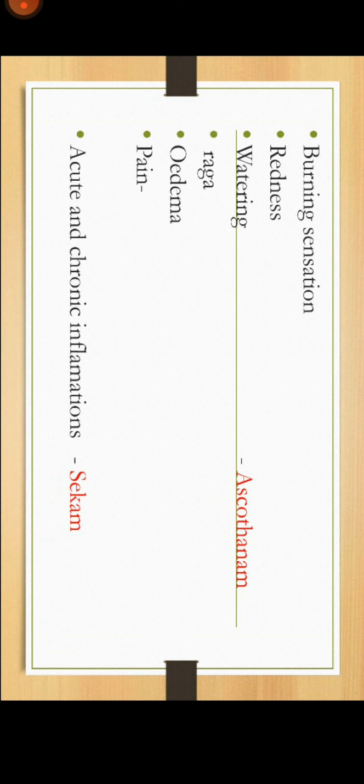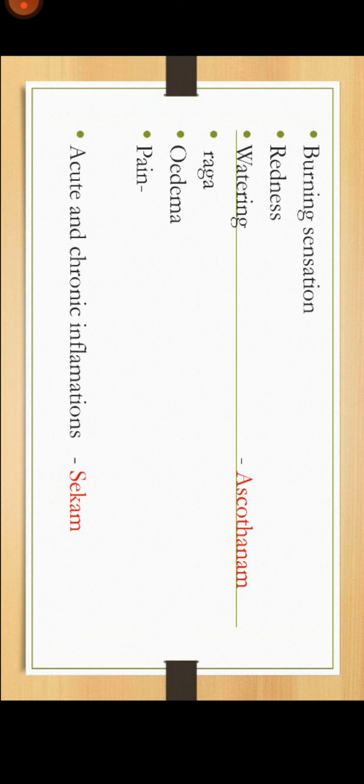Then just noted here, Aschotana we are doing in burning sensation, redness, watering, edema, then pain. Aschotana means the instilling of medicine in the eyeball as a drop. It should be instilled from a height of 2 angulas, in bindu pramana. Then Seka is a streamlined flow of medicated kashaya from a height of 4 angulas, and it should not be intermittent. It should have streamlined flow. Also in Seka the eyes should be closed. We are doing it in acute and chronic inflammatory conditions.